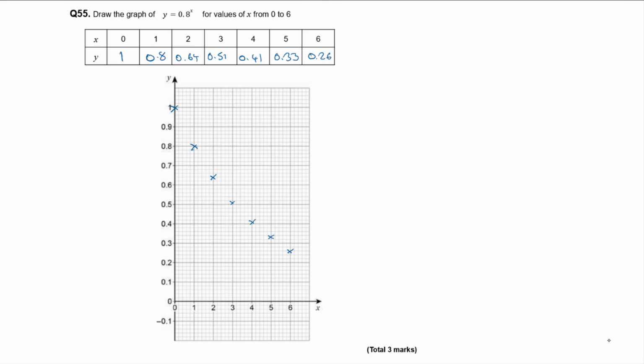So you can see I've got a gentle curve running down like that, haven't I? So just joining that with a smooth curve, like that. That looks all right.